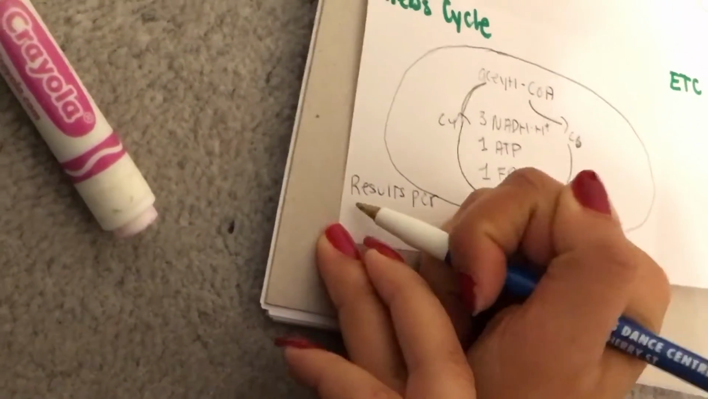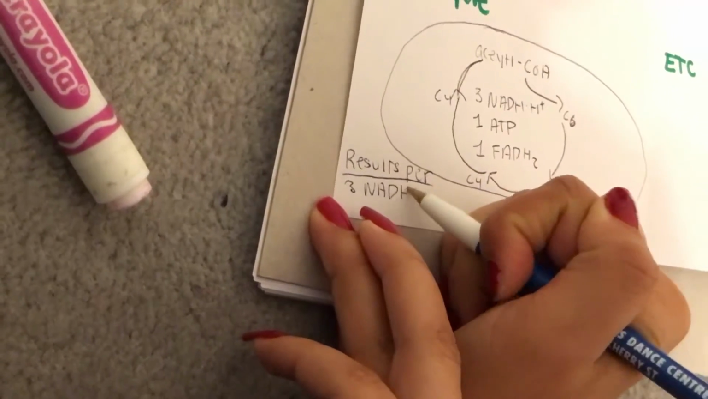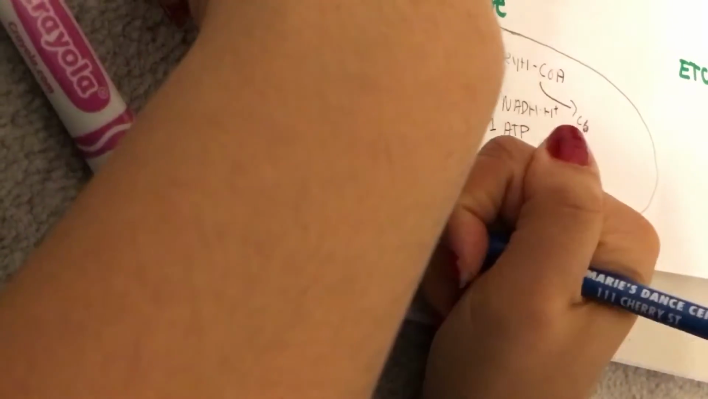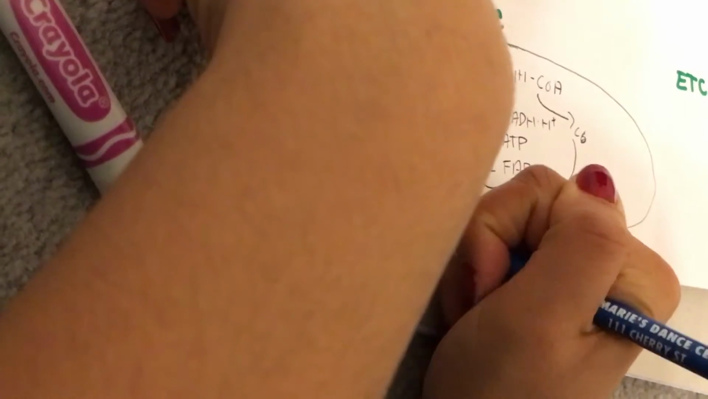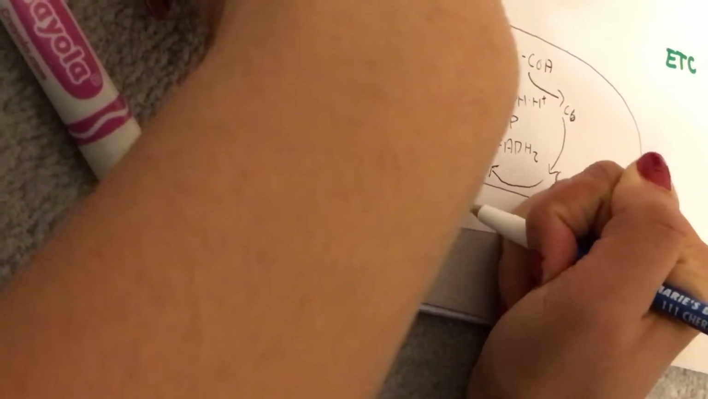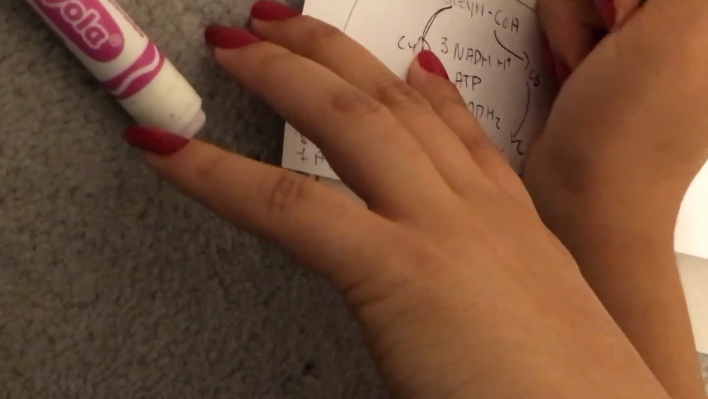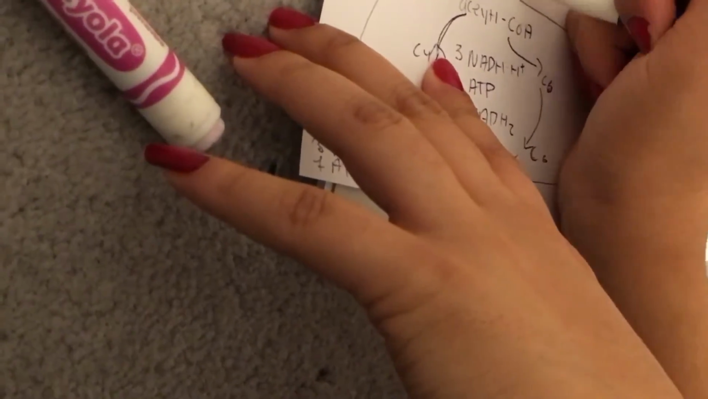per Krebs cycle: 3 NADH, 1 ATP, 1 FADH2, and 1 coenzyme QH. Mitochondrial matrix.